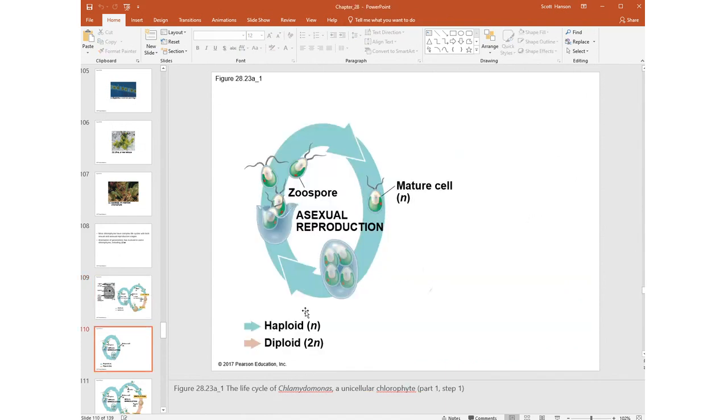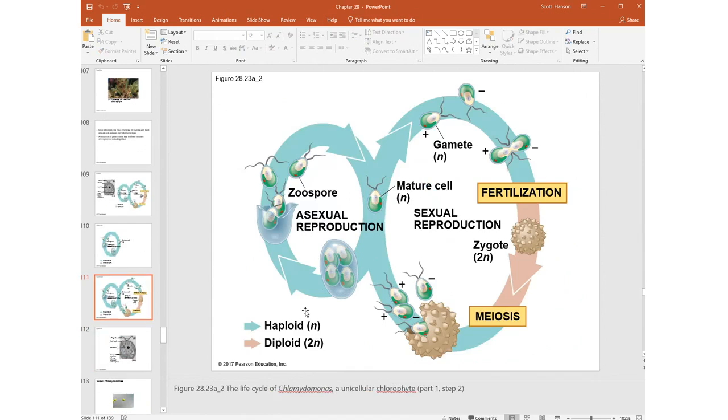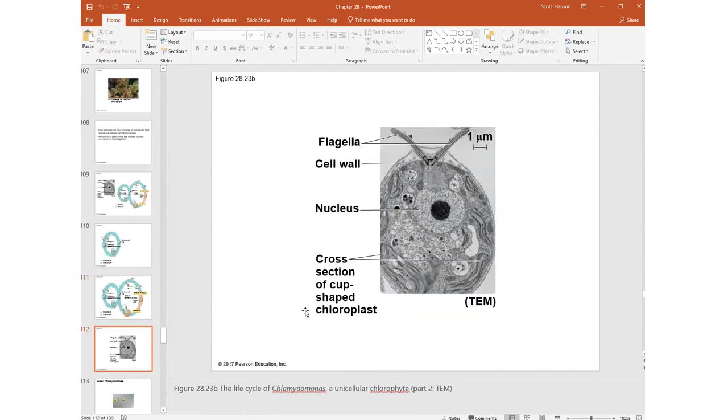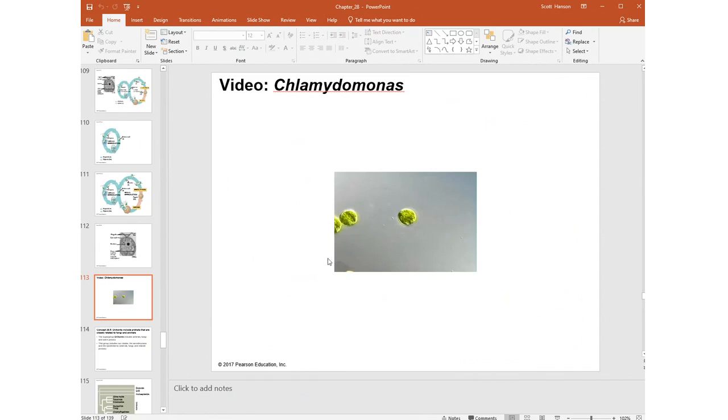So here's a detailed look at the different cycles and the illustration, and a video of Chlamydomonas moving around there. Kind of interesting little cells.